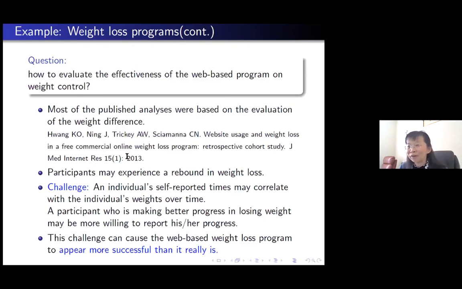We did some exploratory analysis and found that there was a strong positive association between favorable weight outcomes and high frequencies of weight entries. It is not surprising because a participant who is making better progress in losing or controlling weight may be more willing to report their weights. So this outcome-dependent self-report mechanism could cause the web-based weight loss program to appear more successful than it really is.